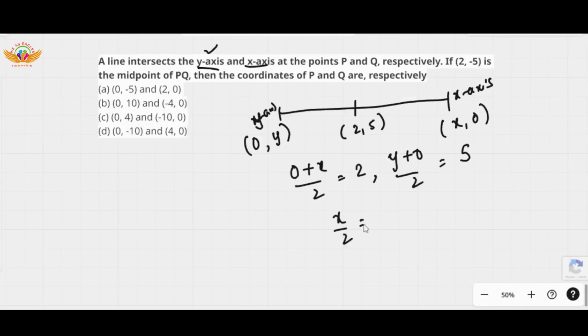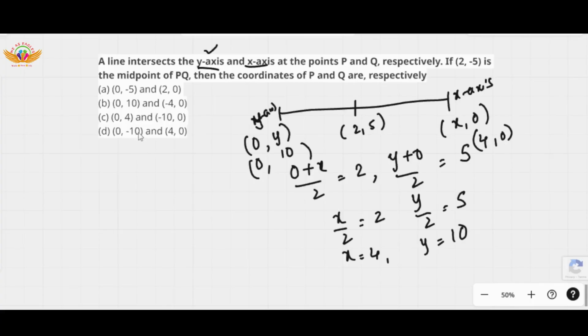x by 2 is equal to 2 and y by 2 is equal to 5. So x equals 4 and y equals 10. Just now we got x value 4 and y value 10. Now it will be (0, 10) and here it will be (4, 0). So the coordinates are, why did I get the wrong answer?